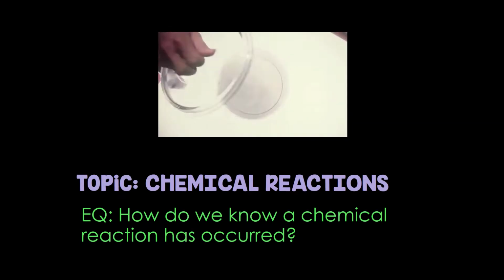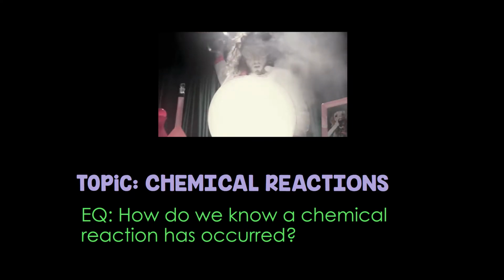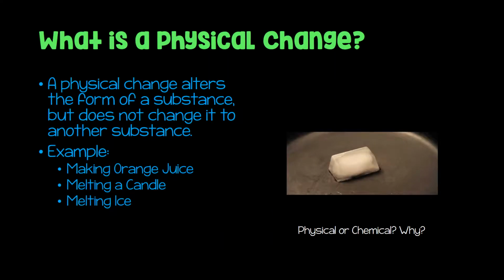Here is our video over chemical reactions, and the big question is, how do we know that a chemical reaction has occurred? When a substance changes physically, it is still the same substance. For example, ice is frozen water. If it melts, it becomes water in a liquid state. Regardless of being a solid or a liquid, it is still water, and this is a physical change.